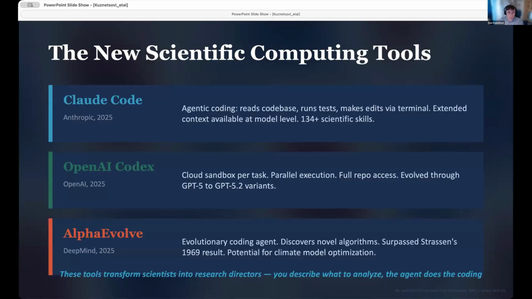So the examples so far are really on a new generation of coding agents. Let me mention 3 of them. Cloud Code works in terminal. It can read files, run commands, and make edits in code bases. OpenAI Codex runs coding tasks in cloud sandboxes and can work on tasks in parallel. AlphaEvolve is not really a coding system, but it's from Google DeepMind, and uses evolutionary search to discover or improve algorithms. The main point is simple. Those tools change the role of scientists. You describe the analysis, and the agent does much of the coding, debugging, and execution.